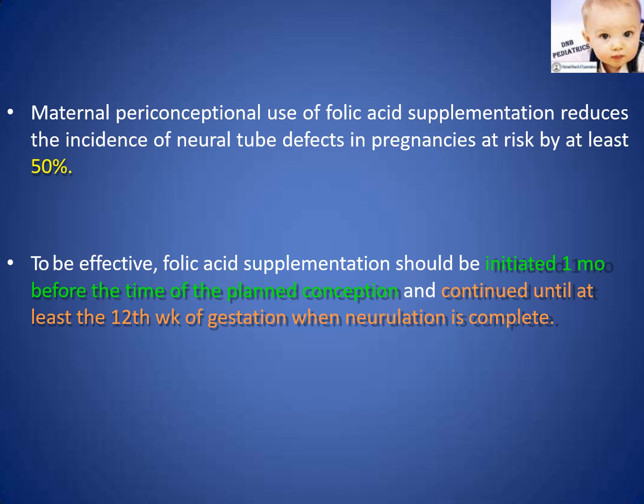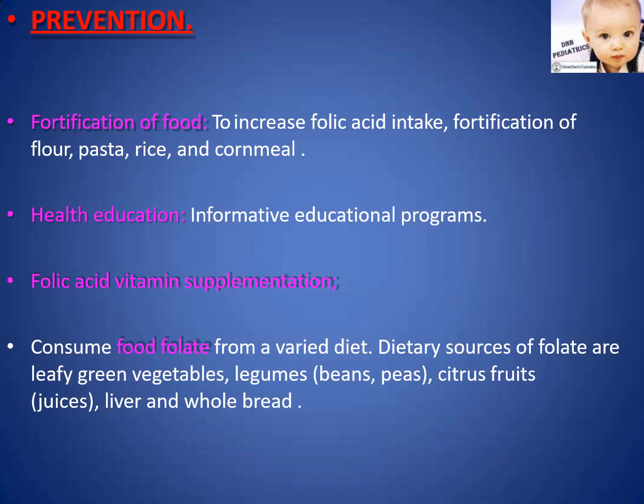And in order to become effective, this folic acid supplementation should be initiated 1 month before the time of planned conception and continued at least 12 weeks of gestation when the neurulation is complete. So till the neurulation process, that is closure of the neural tube, is completed, this folic acid supplementation should be given to the mothers, and we should start at least 1 month before the planned conception.